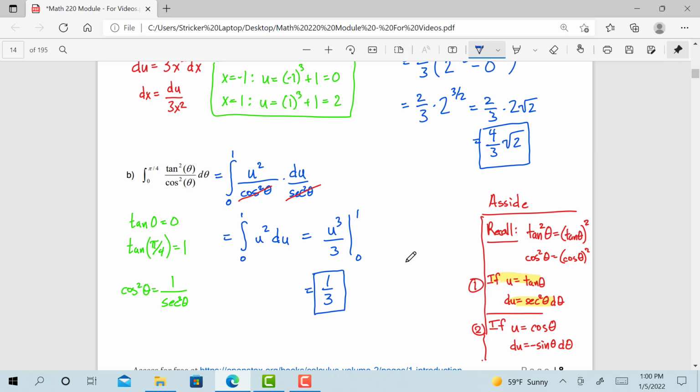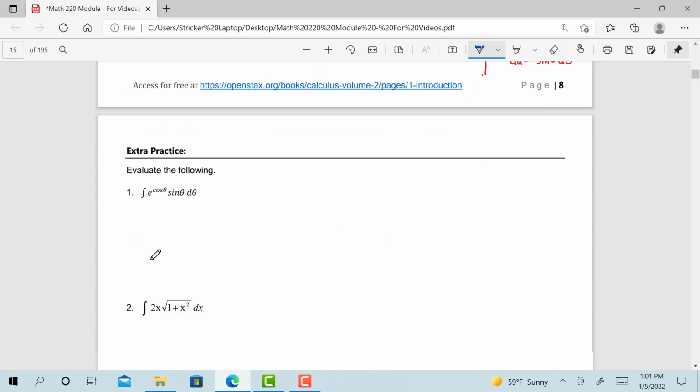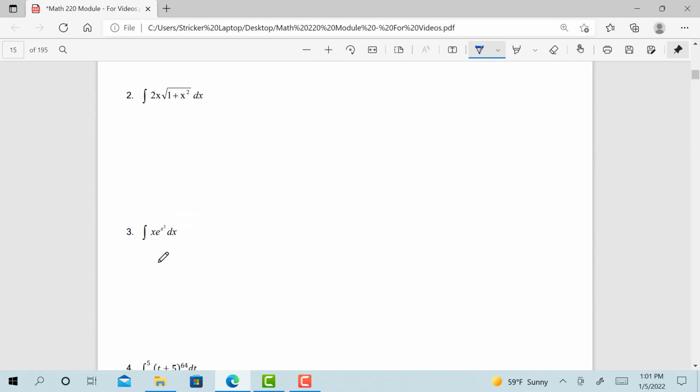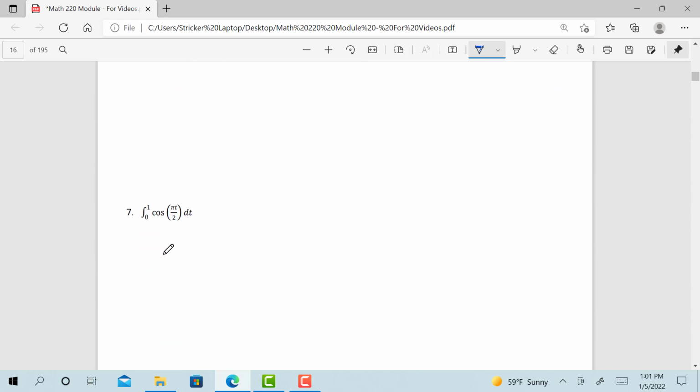So hopefully you feel like those two examples give you a good idea of how to perform u substitution with limits, or when we have a definite integral. And I will post also another document that has the extra practice solutions worked out. We're not going to go over these in the video, but make sure you look through those, get the practice that you need.